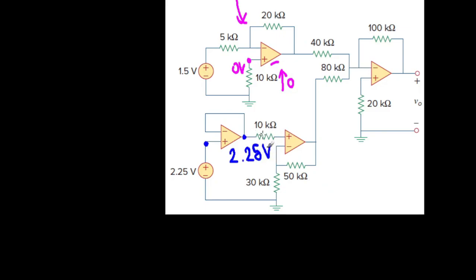Same as this one. So this voltage is going here. There's a resistor here, and there's another resistor connected to the ground. There's your feedback, so all this is over your inverting input. Again, same logic. The current here is zero, so this is 2.25, and this also has to be 2.25 volts, right?